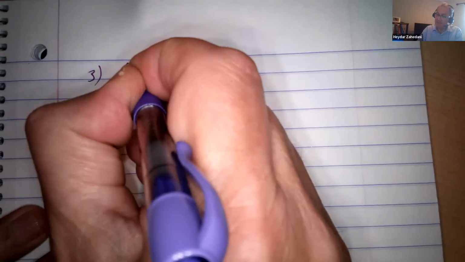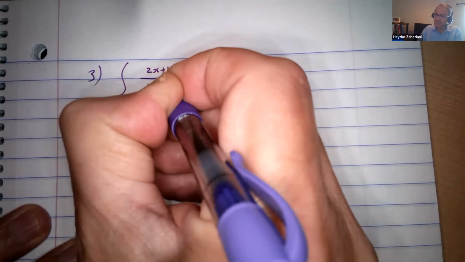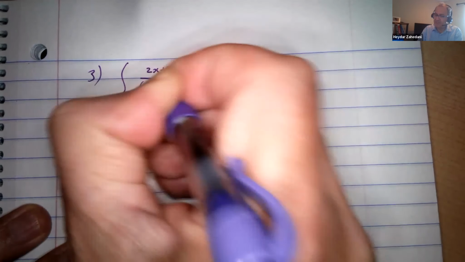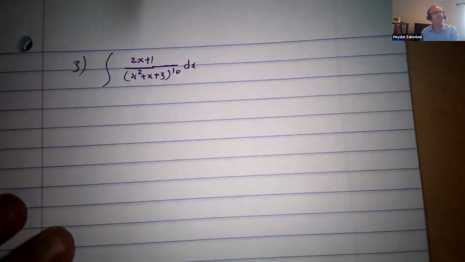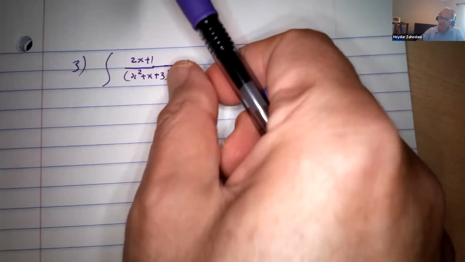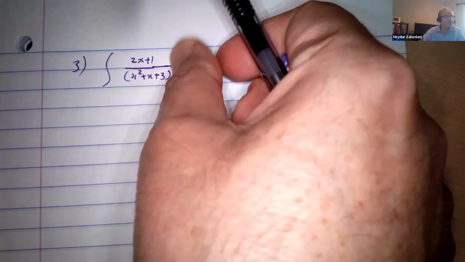Case 3 is going to be a rational function. Suppose you want to integrate something like (2x plus 1) over (x squared plus x plus 3), everything to the 10, dx. For the rational function, if this power is 1, we stay where we are and we learn the method of the natural log later on.